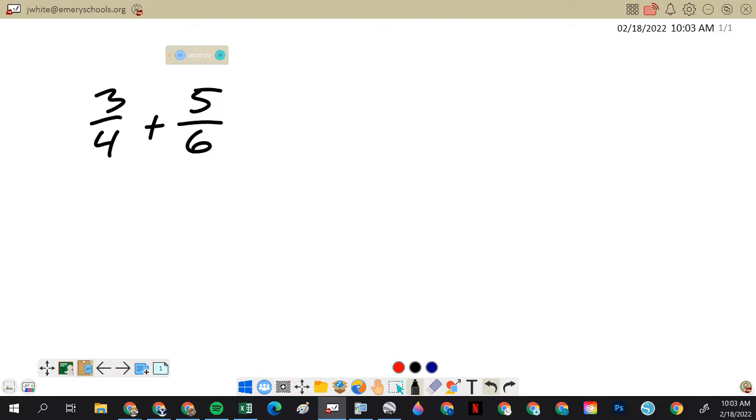Now, you know your multiplication table, so that helps. But I need a 12 here, and I need a 12 here. Let's look at what makes 4 and 6. 4 is 2 times 2, and 6 is 2 times 3. So my least common multiple has to have a certain number of 2's and a certain number of 3's. How do we choose them? You choose the biggest set of each type.